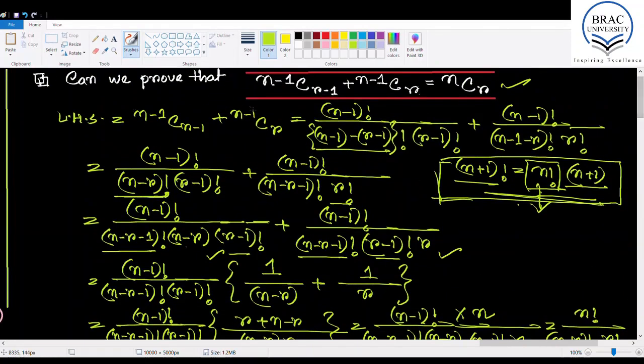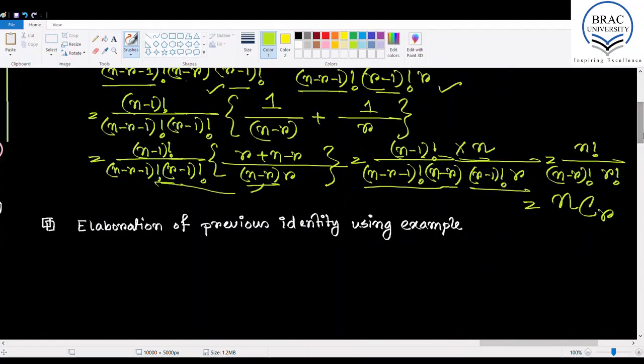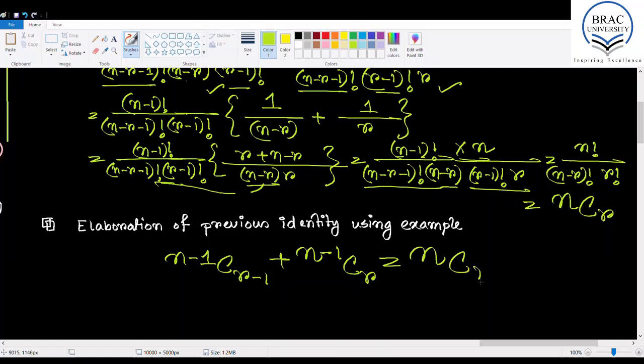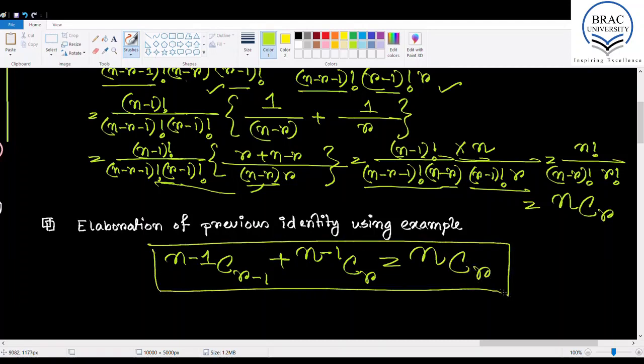See? Okay. So now, elaboration of the previous identity using an example. This is your duty to figure out an example of this identity, a real life example. That's all from this session.